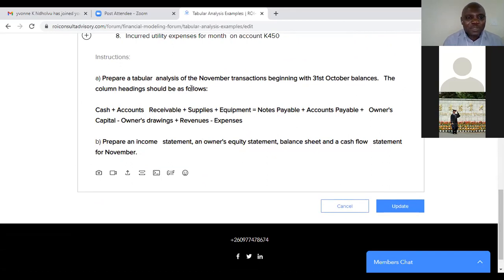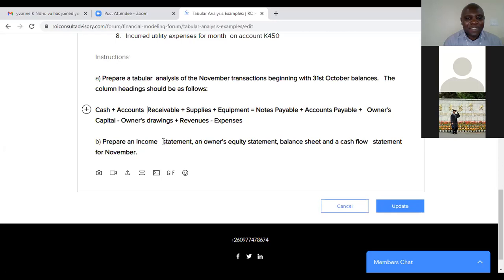The column headings should be as follows. Cash plus accounts receivable, which is trade receivables, plus supplies, plus equipment. This whole part is assets, equals notes payable, plus accounts payable. You should know the difference between these, and I'll explain them in a moment. Plus owner's capital, minus owner's drawings, plus revenues, minus expenses. This is what you call the business equation.